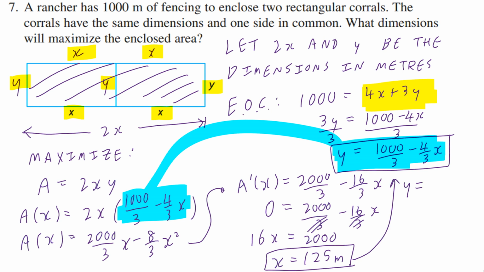That's 1,000 divided by 3 minus 4 divided by 3 times 125. I think that's 500 divided by 3. Again, I'm leaving exact form. And the final statement, I'll read it to you, but you can write this down, of course. So therefore, the dimensions are 250 meters by 500 over 3 meters. I hope this makes sense.